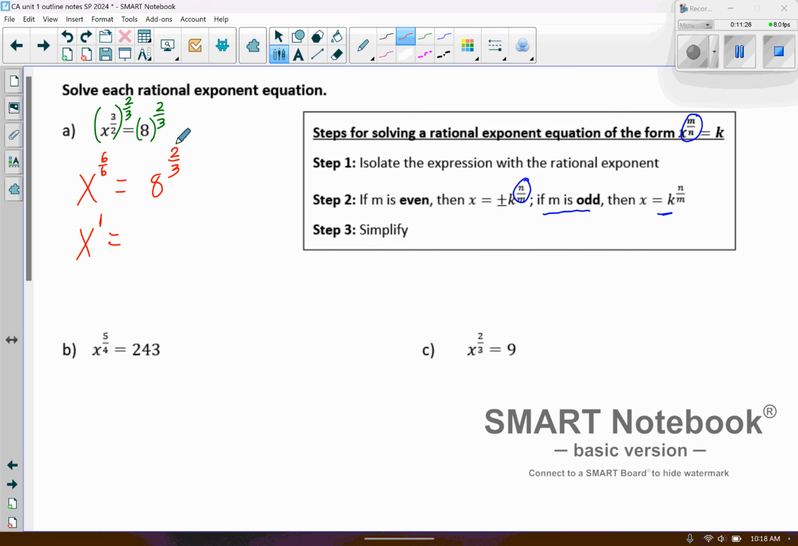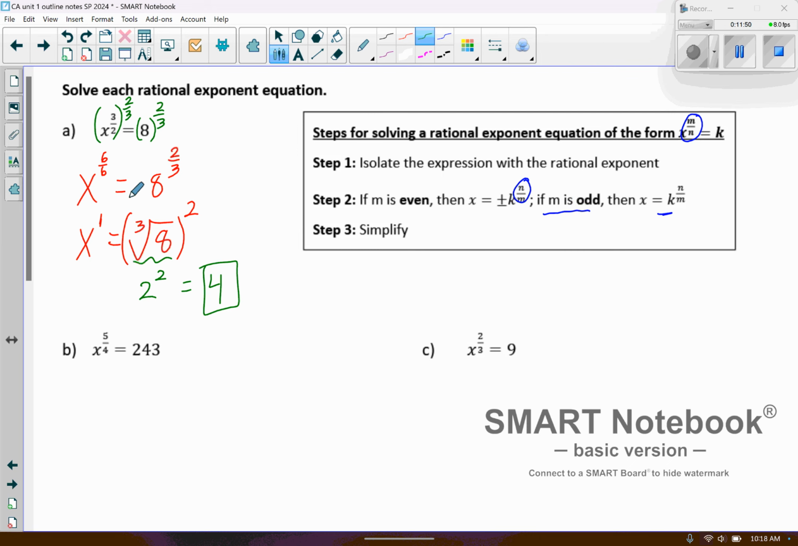And so now I just have to focus on simplifying the right side. Well, we just got done doing similar problems to this. What I have to do here is take the cube root of 8 and then square it. Well, the cube root of 8 is 2, and then 2 squared is 4. So that is my answer. That's what x equals. Now, I know I did that kind of quick.